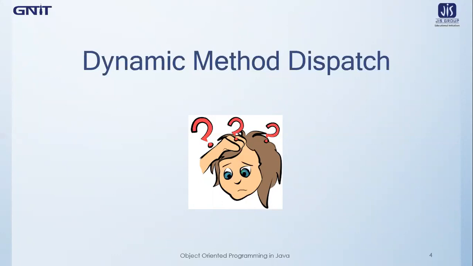Now, let me explain to you how Java does this. When an overridden method is called through a superclass reference, Java determines which version of that method to execute based upon the type of the object being referred to at the time the call occurs. Thus, the determination is made at runtime. When different types of objects are referred to, different versions of an overridden method will be called. In other words, it is the type of the object being referred to, and not the type of the reference variable, that determines which version of an overridden method will be executed.